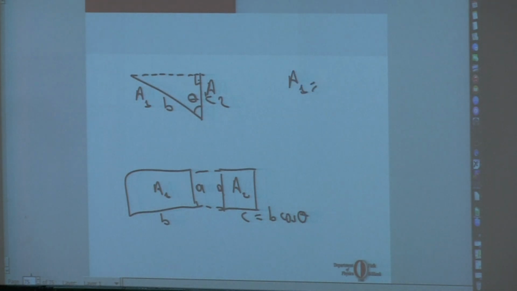A1 is A times B. A2 is A times C. This is A1 cosine theta. Yeah, it's the projection, the perpendicular projection.